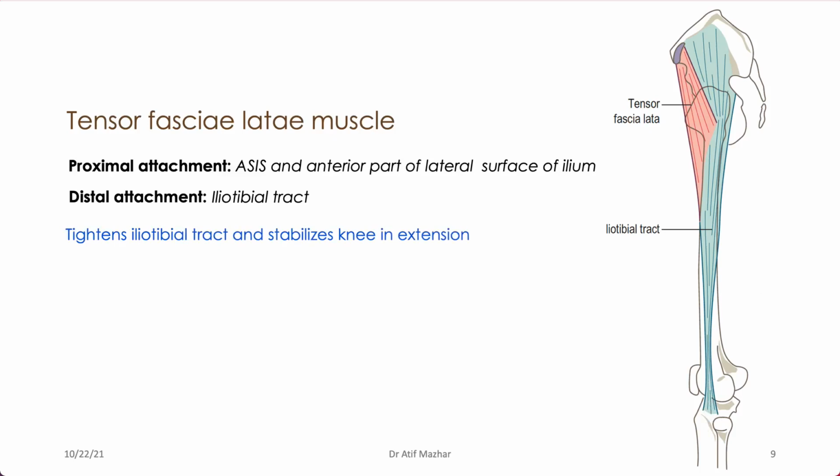This iliotibial tract is not formed by the tensor fascia latae muscle. It is formed by my gluteus maximus muscle. The job of this tensor fascia latae is that it just tightens it up, and then it stabilizes the knee when we are bringing the extension at the knee joint. The nerve that controls this muscle is the superior gluteal nerve. This nerve is not a branch from my lumbar plexus. This is a branch from my sacral plexus.